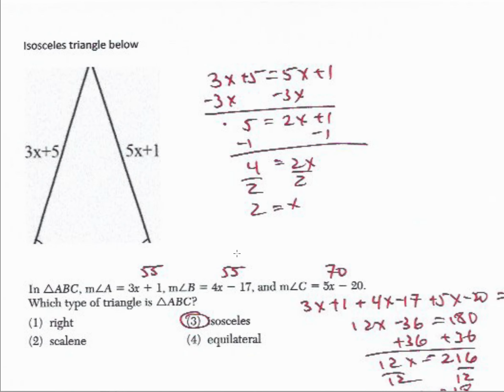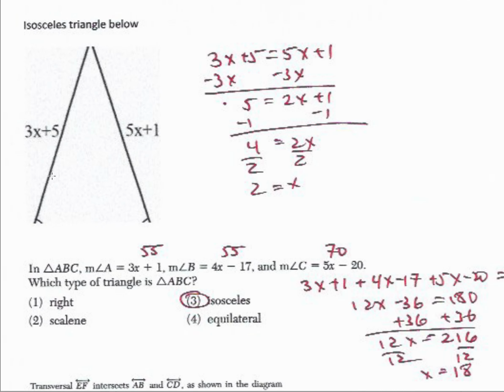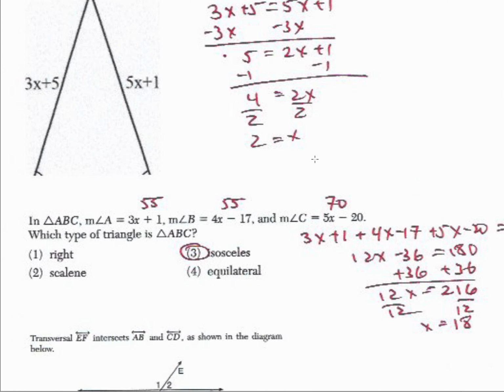All right, here's an isosceles triangle. We know the sides are equal on an isosceles triangle, so 3x plus 5 is equal to 5x plus 1. Opposite side, opposite operation. Subtracting the 3 x's, 5 is 2x plus 1. Minusing the 1, 2x is 4, x is 2.